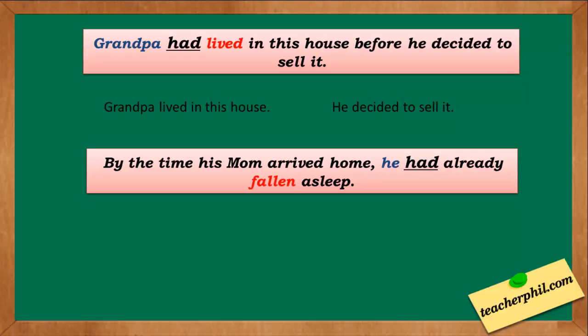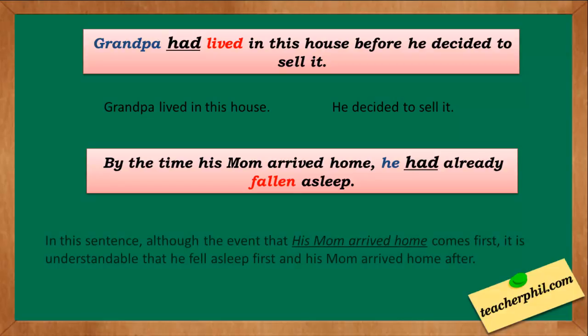Next example: by the time his mom arrived home, he had already fallen asleep. In this sentence, although the event that his mom arrived home comes first, it is understandable that he fell asleep first and his mom arrived home after.